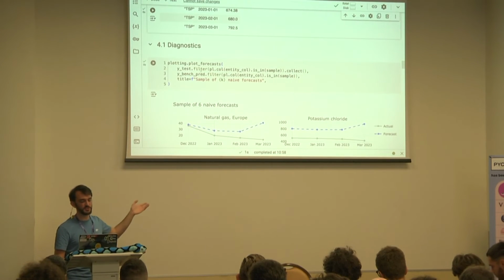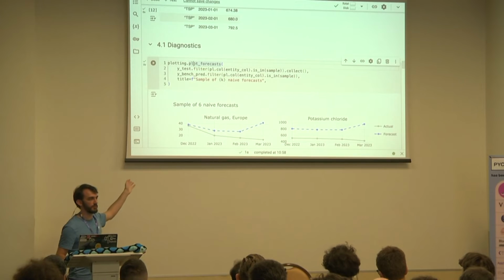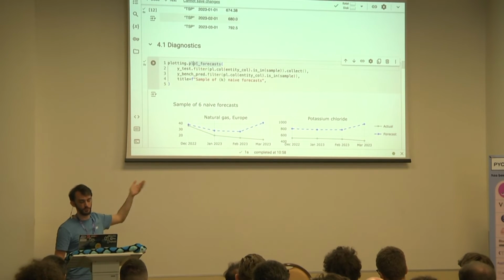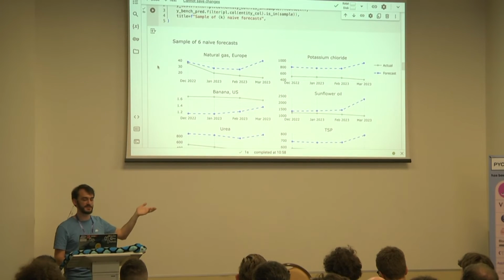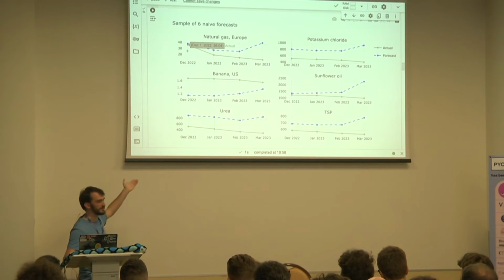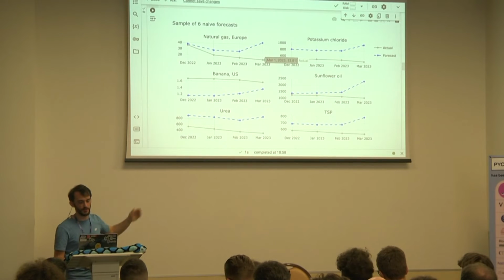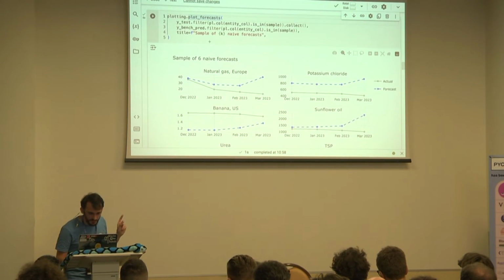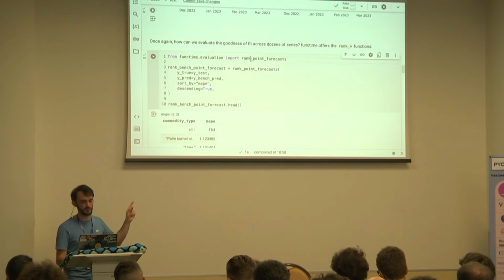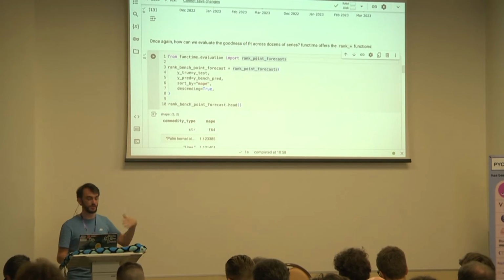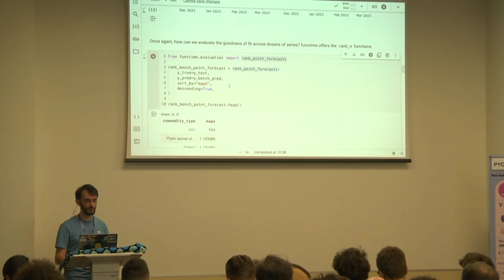And if you look at diagnostics, we have a plotting submodule with plot forecasts, for example, which we can use to plot a sample of K forecasts, of K series. And here we see our naive method and how it behaves compared to natural gas. Here I'm not using a metric directly, but we can just import from the evaluation module the rank point forecast function, and use it to sort all of the predictions that we made.